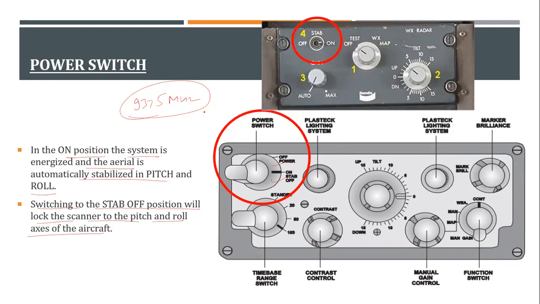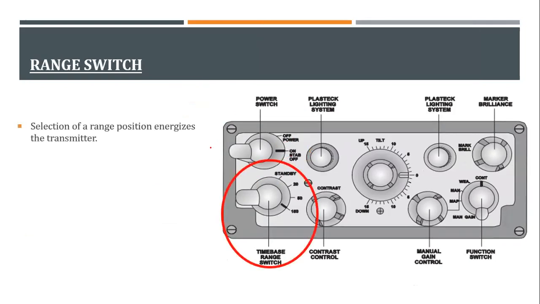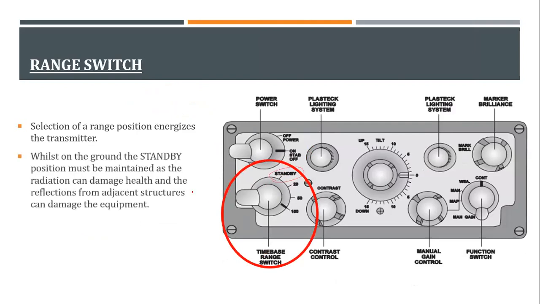See, the reason is simple, as I told you, because of the risks and dangers. I'll explain with this slide. We have a standby button here. Then we have the range. The standby is used to maintain the radiation that can damage the health, and the reflections from the structures can damage the equipment also. Even the people could be damaged. So this is very harmful to you. So maybe this is the reason we have a test switch, which is basically used by the engineers.